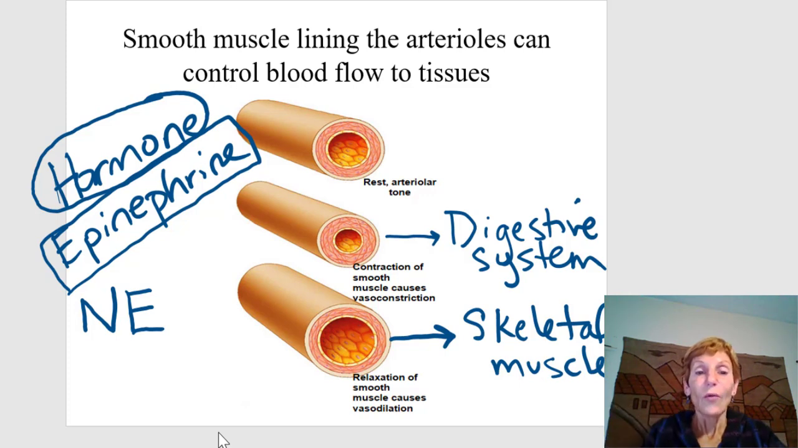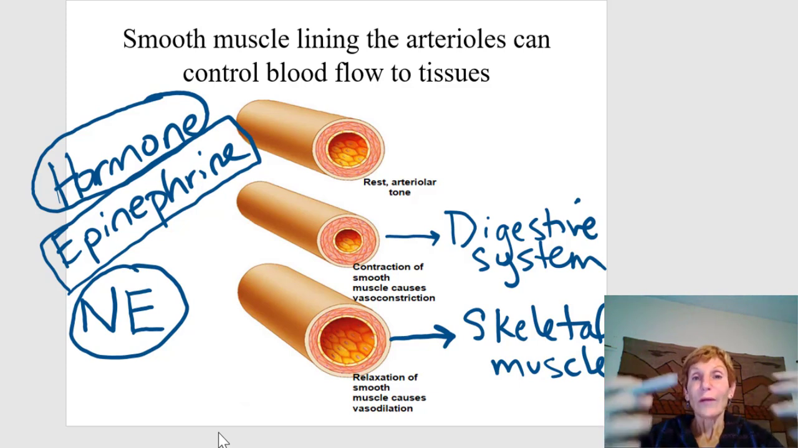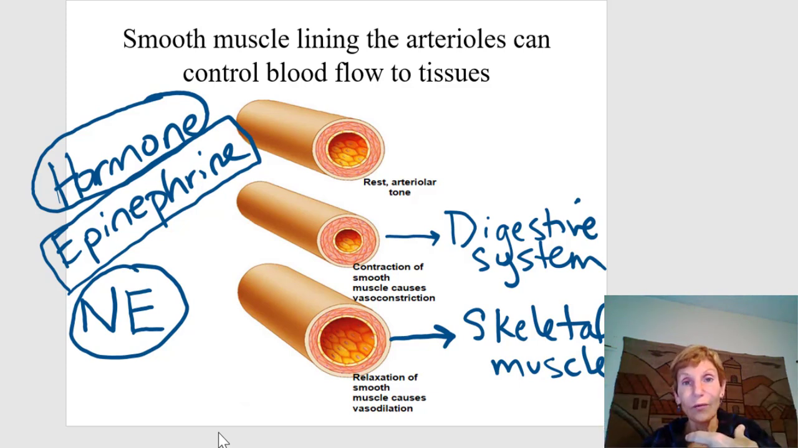Okay. And when we talk about epinephrine, we're also encompassing norepinephrine, but we're just going to call it epinephrine. So I'm trying to make it easier. From now on, I'm just going to say epinephrine when I could be meaning both. And I'm just going to call it a hormone, but be aware it can sometimes be a neurotransmitter. Okay. And later on, we're going to talk about what hormones do.